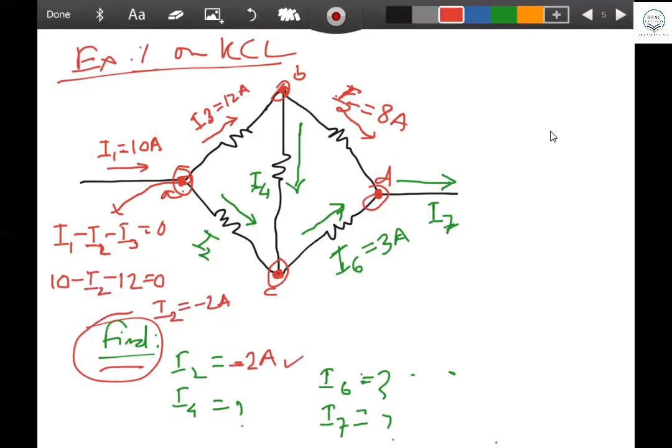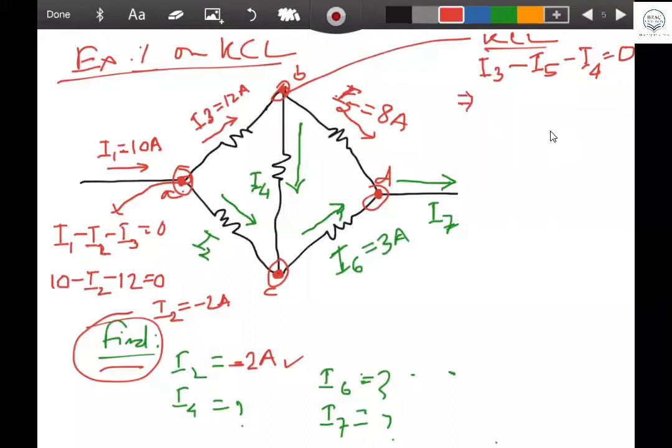In a similar way, if you go with B, KCL at B, can you tell me the equation a bit faster? I3 plus I5 plus I4 equal to 0? Minus I3, minus I5, minus I4, and equal to 0. You all understand it? Yes, sir. Okay, good.